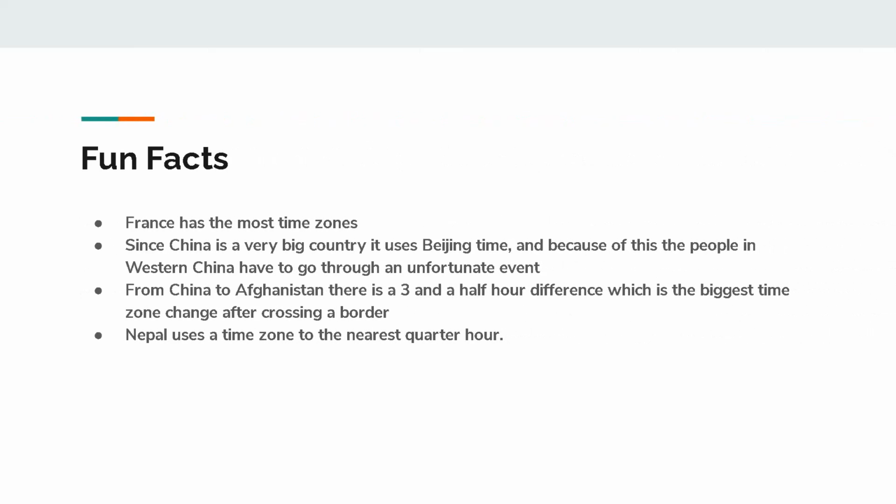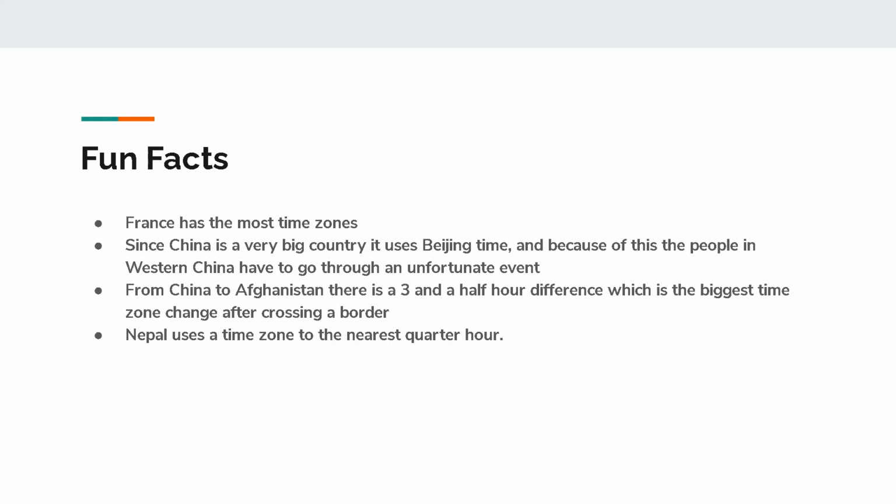And some fun facts just to end off the video. France has the most time zones. Since China, and as you know, China is a very big country, and it uses Beijing time. And because of this, the people in Western China have to go through an unfortunate event. This means that it would be very dark really early in the west side of China, which is very unfortunate.